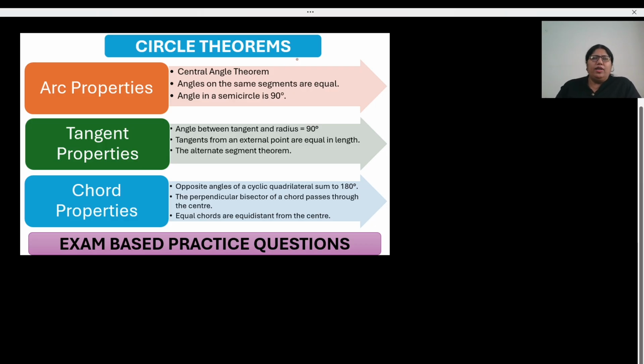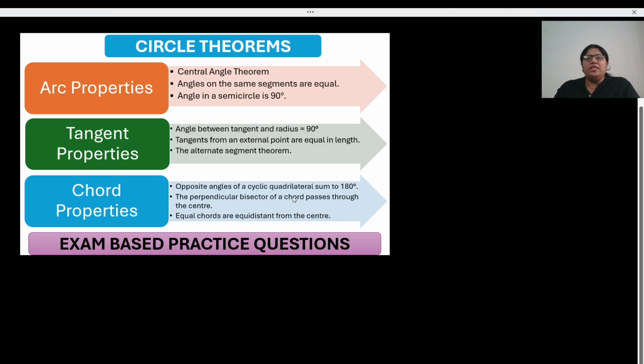So what are we going to cover in this chapter, circle theorems? First, we will see the arc properties. There are three theorems based on arc properties. Then you will learn the tangent properties of the circle. Again, there are three theorems that you need to remember related to tangent properties. And then you will learn chord properties, again three theorems based on chord properties.